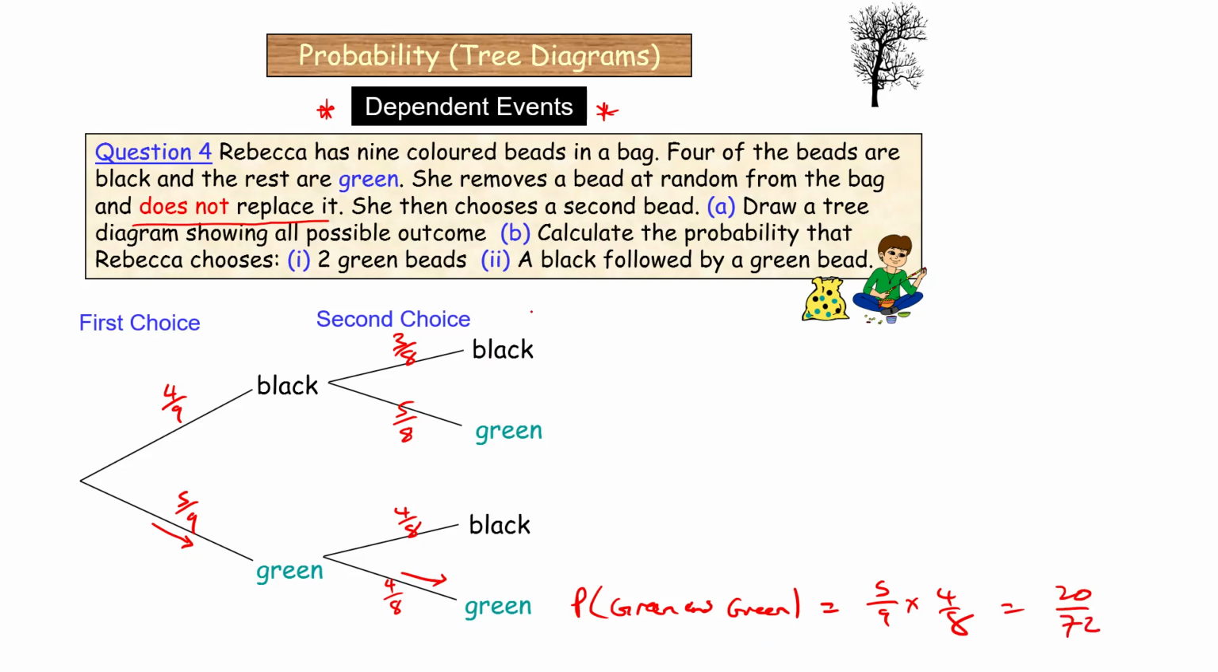And then probability of selecting a black bead first, followed by a green bead. So a black bead first, followed by a green bead. So the order matters. B and G is equal to 4 out of 9 times 5 out of 9. Sorry, 5 out of 8. 4 out of 9 times 5 out of 8, which is also 20 out of 72. Okay, so hit pause. Copy the example down. Once you've done that, hit play, and I've got some questions for you to attempt.